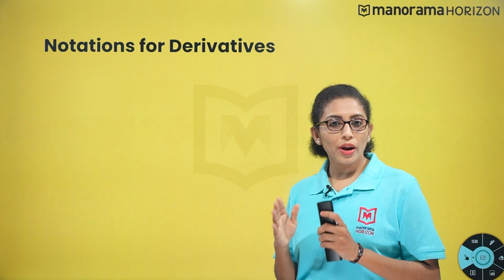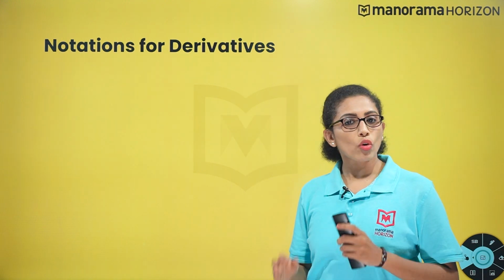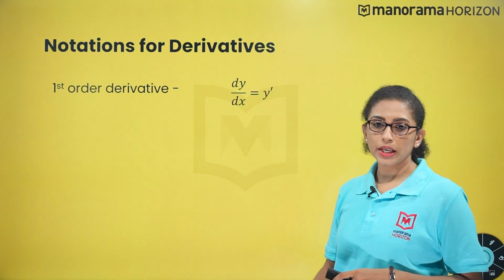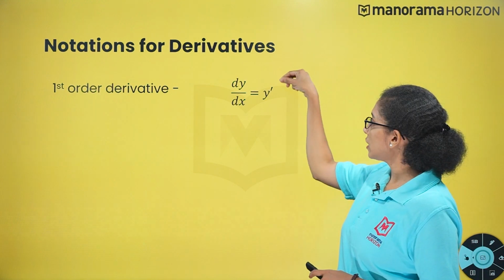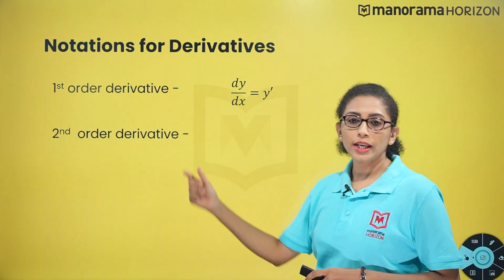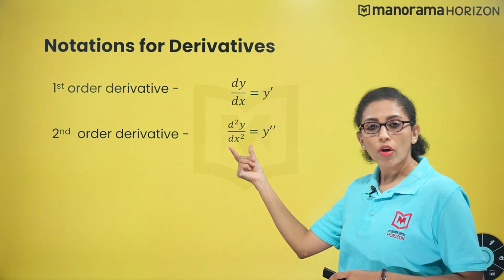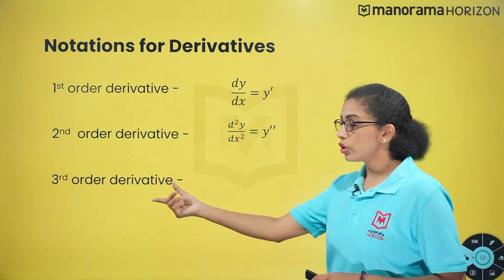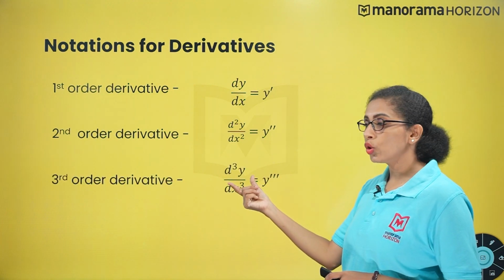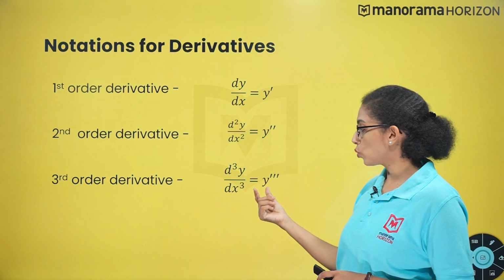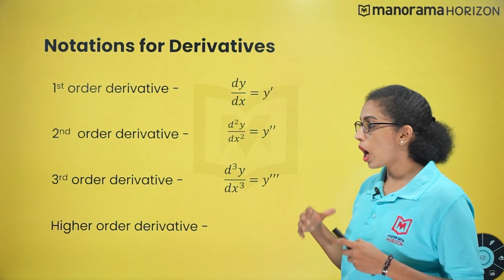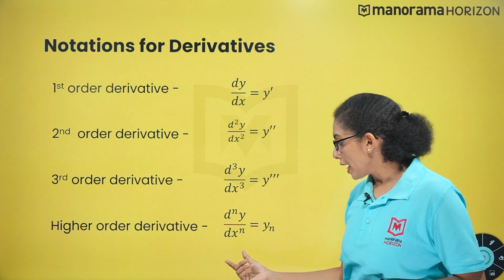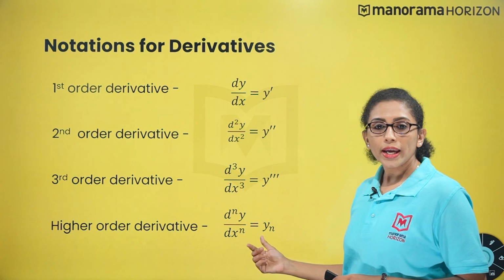Now, let's note down the following notations for derivatives. First order derivative is represented by dy by dx, which is equal to y dash. A single dash is used. Second order derivative is represented by d square y by dx square, or by y2 dash. Third order derivative is represented by d cube y by dx cube, that is equal to y3 dash. Now, how will the higher order derivative be represented? It is d raised to n y by dx raised to n, or y subscript n.